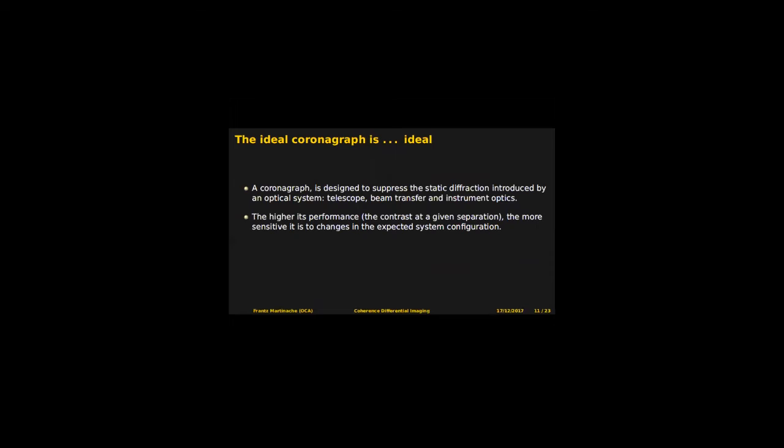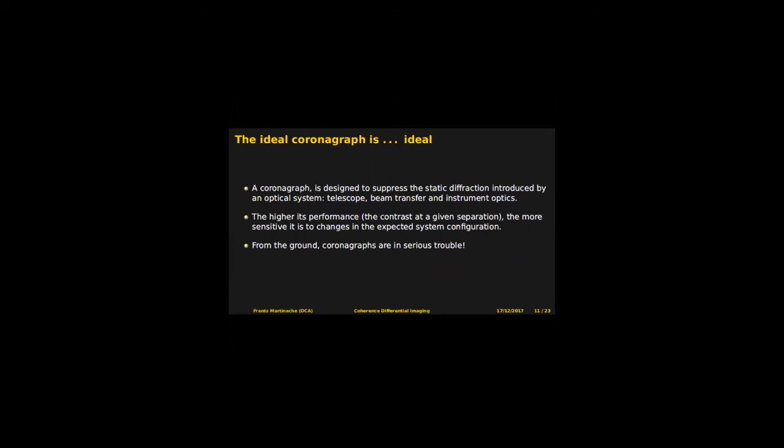The way I've described the coronagraph, it's a system that is designed to suppress the static diffraction introduced by an optical system: the telescope, the transfer optics, and the instrument itself. The higher the performance of that coronagraph, that is, the higher the contrast it can produce and the closer you can get to the star, the more sensitive it's going to be to tiny changes in operating conditions.